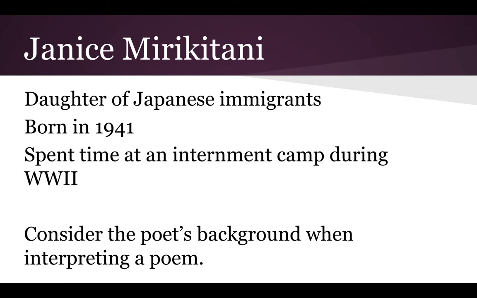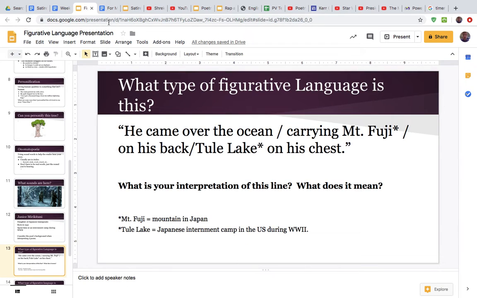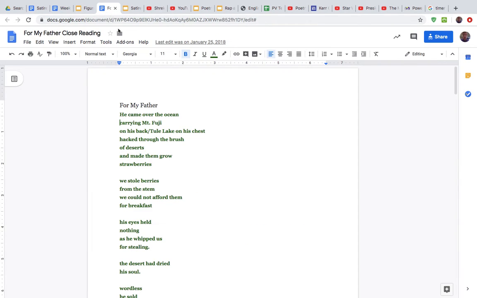So we're going to consider the poet's background when interpreting this poem For My Father, because I think her history as an immigrant and the time of year it's happening, and the idea with World War II is going to pop up in the poem a little bit. All right, so I'm going to read this poem for you, and then we are going to interpret some of the specific figurative language. So as we're reading this poem, just be thinking, okay, how am I connecting to this? What figurative language are you seeing? And then we'll go ahead and share those out, and we'll interpret some lines.